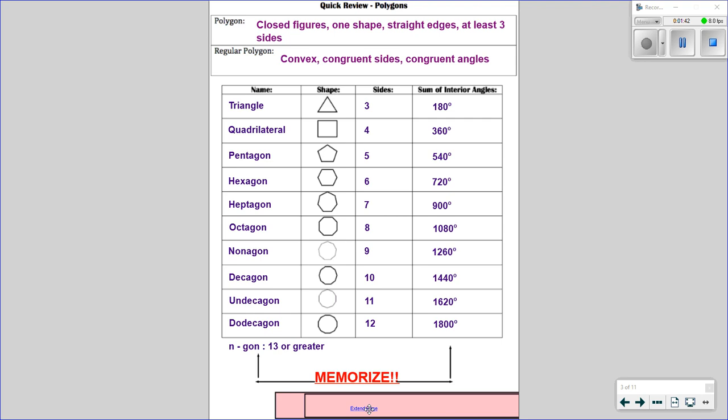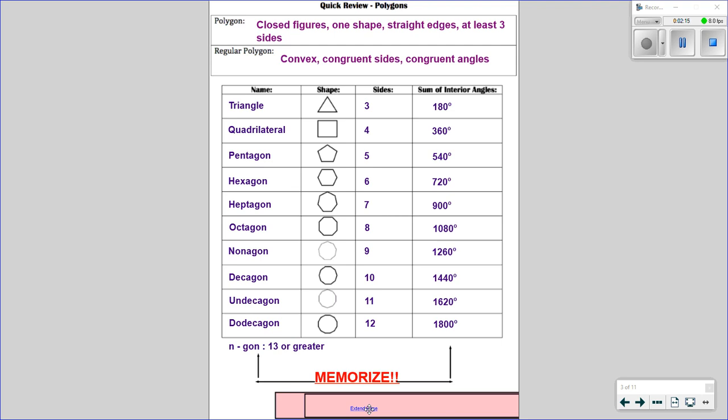Then it goes down to heptagon, octagon. Octagon you should know. If you've seen stop signs, you know that's an octagon. And nonagon, basically it's a nine-sided shape. You don't hear that word that often, but that's what it is for a nine-sided shape. Decagon is 10. Undecagon is 11. That's another one that we don't usually use. It's not really common to the vernacular. And dodecagon is 12-sided. And anything 13 or greater is an n-gon.